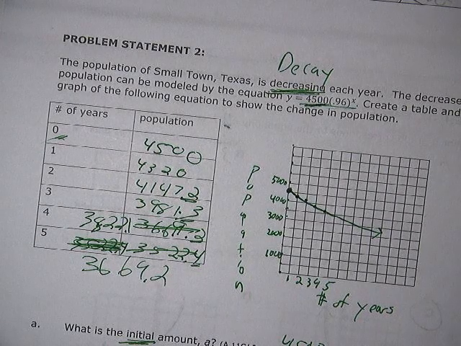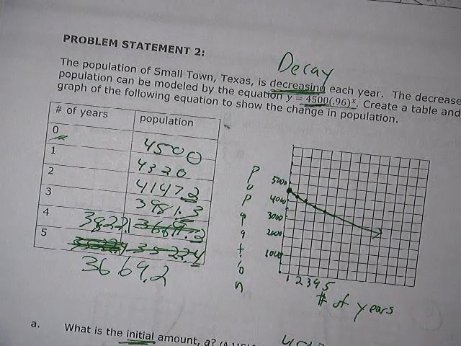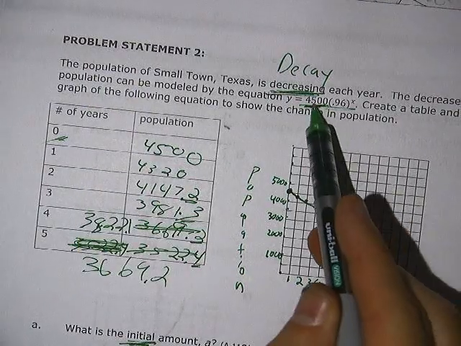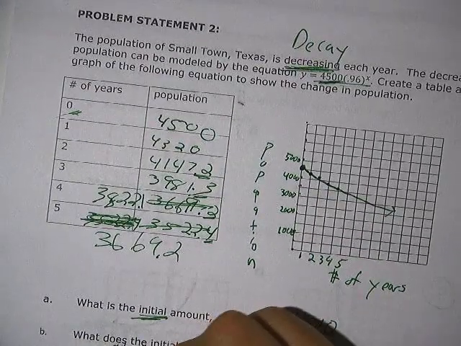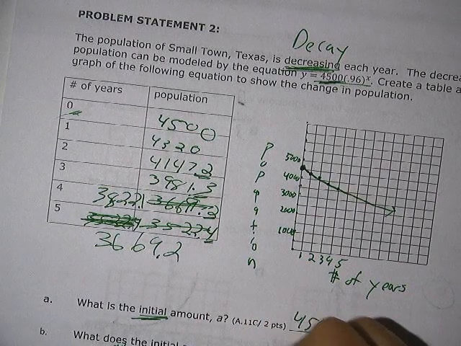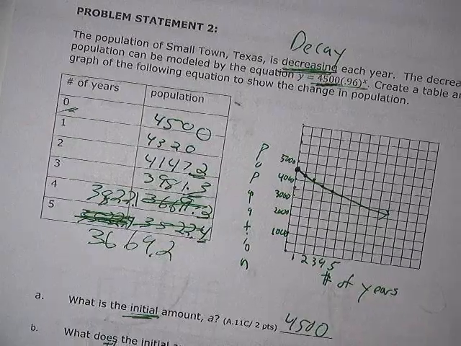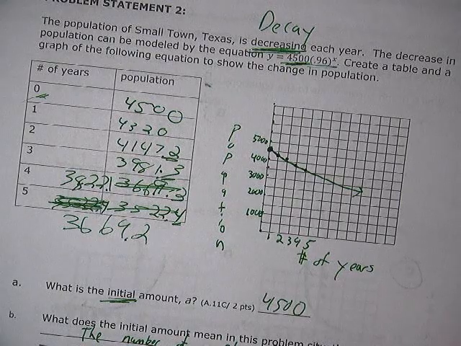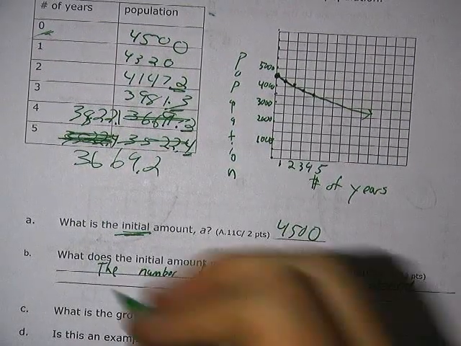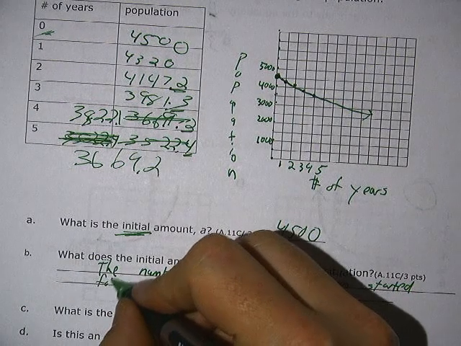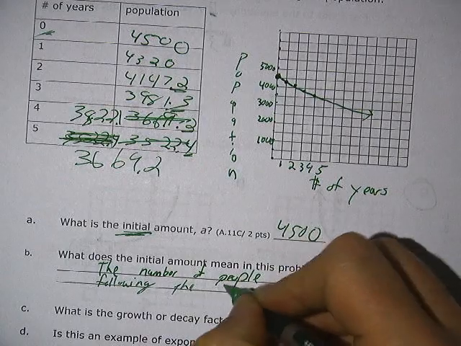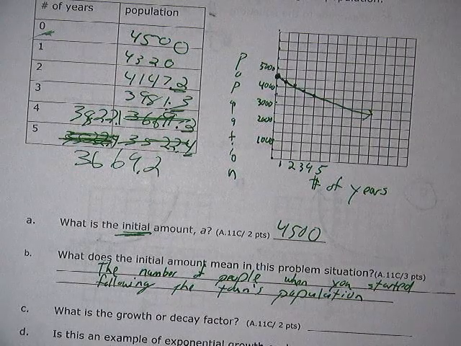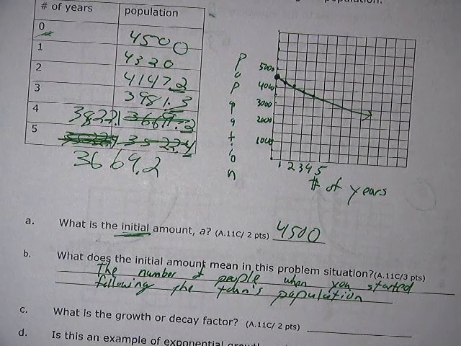Okay, what does it mean in this problem situation? Again, I don't want you to tell me, oh, it's the initial amount. Please tell me something about the problem. Here we're talking about population, so the initial amount would be the number of people. The number of people when you started following the town's population. Just basically something to let me know it's the initial population that you started with.